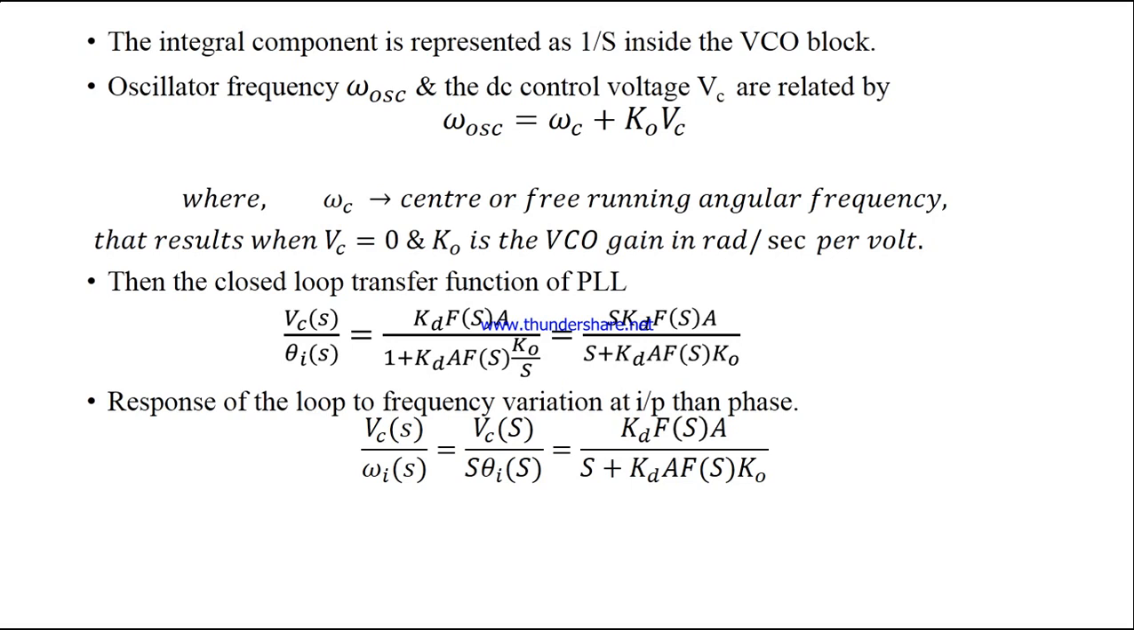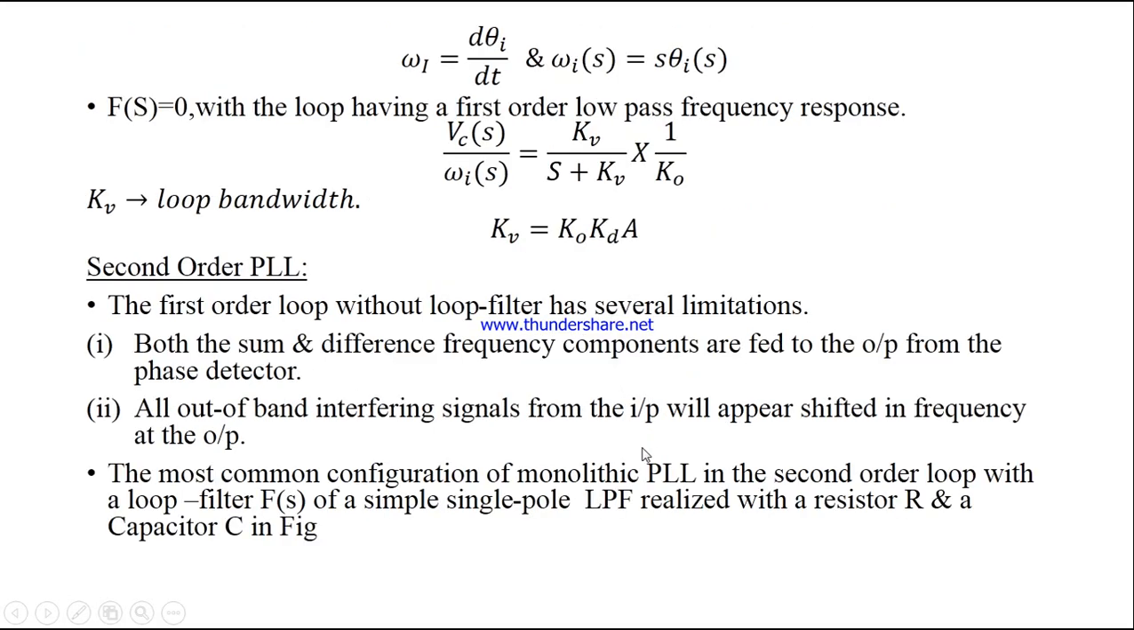The closed loop transfer function of the PLL is given by this equation, and the response of the loop to frequency variation of the input phase is given by the second equation, where omega I is d theta I by dt, and omega I of s equals s theta I of s. With F(s) equal to 1, the loop has a first order low pass frequency response. It is given by this equation, where Kv equals the loop bandwidth.